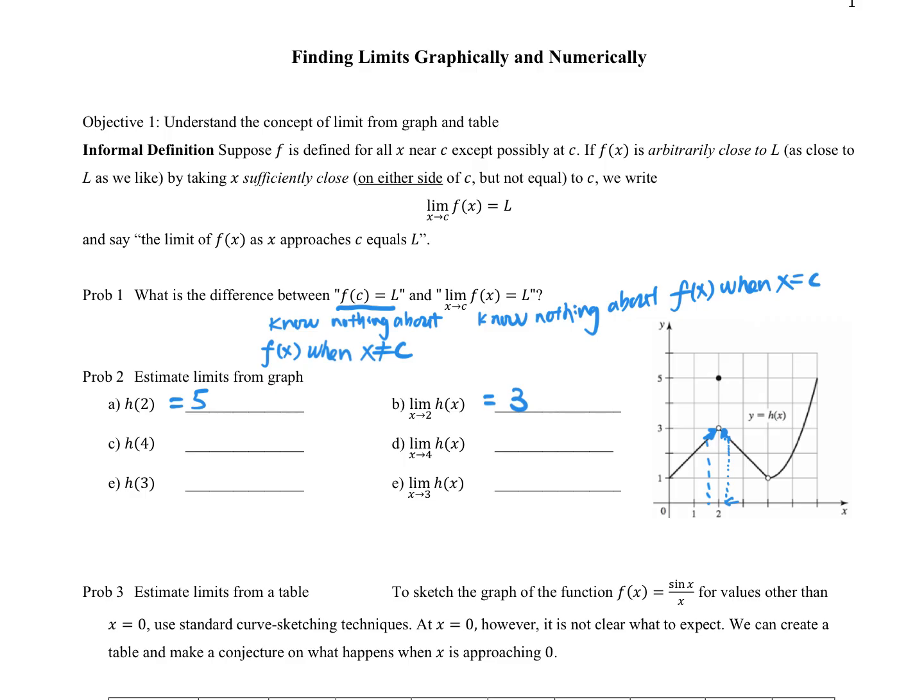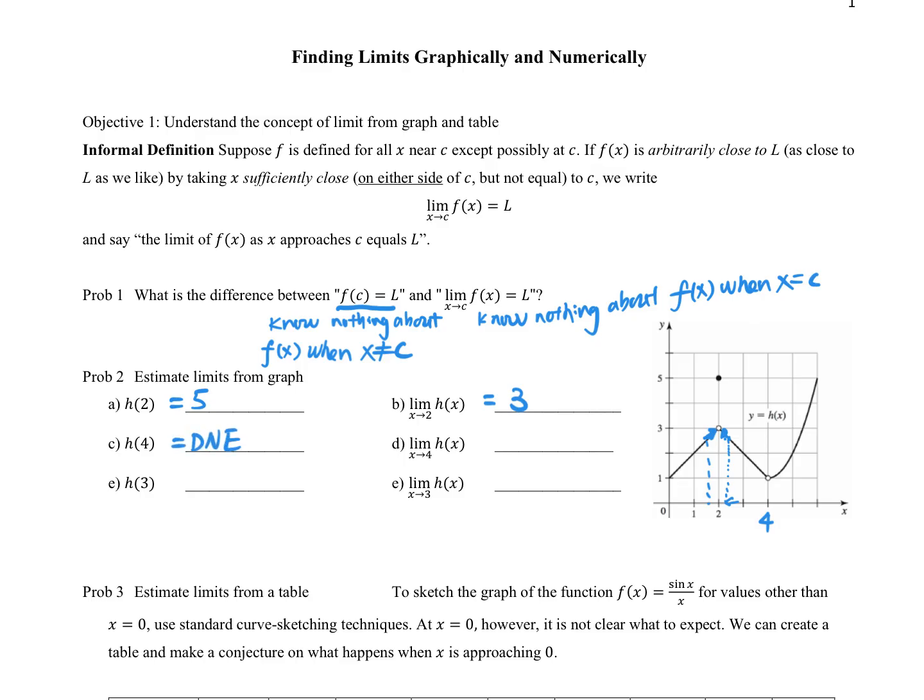It has nothing to do with the function value at that point. We just see the pattern, what value the function is approaching when x is approaching that specific value, 2 in this case. Now take a look at the next point, h of 4. So h of 1, 2, 3, 4 is right there. And what is h of 4? Well, it's not defined at all because this is an open circle, right? So therefore we say this does not exist.